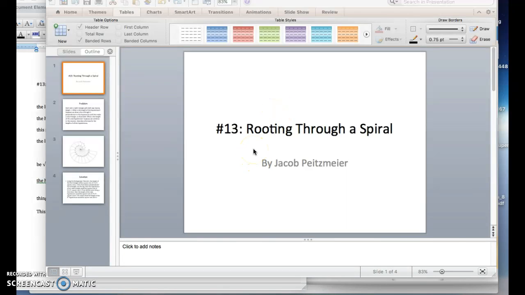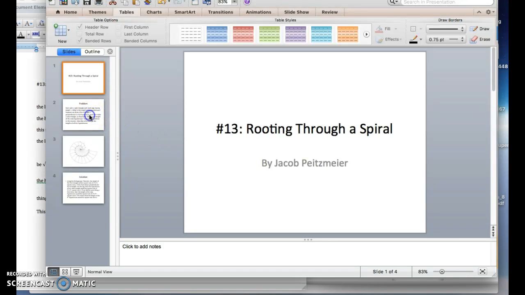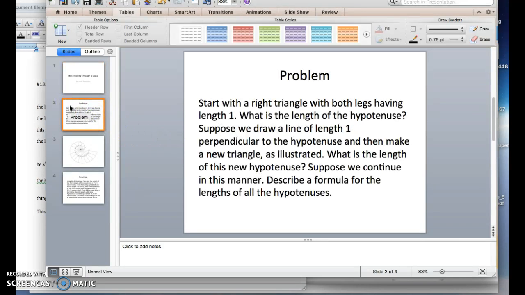Hey guys, so I'm doing number 13 in chapter 8, which is reading through a spiral. So the problem says: start with a right triangle with both legs having length 1. What is the length of the new hypotenuse? Suppose we draw a line of length 1 perpendicular to the hypotenuse and then make a new triangle as illustrated.